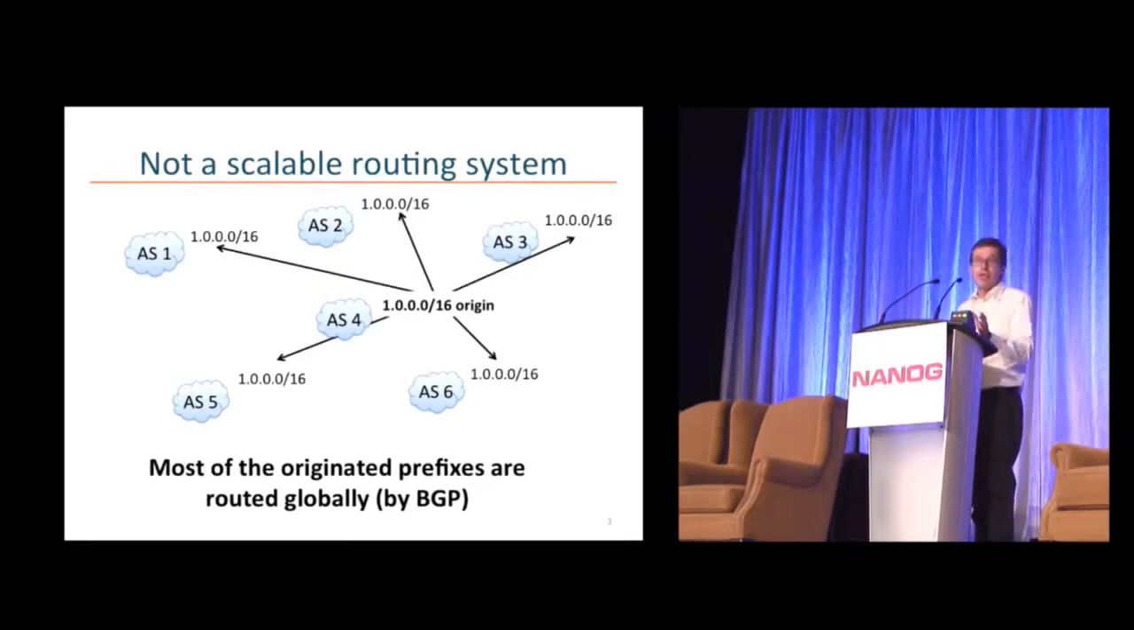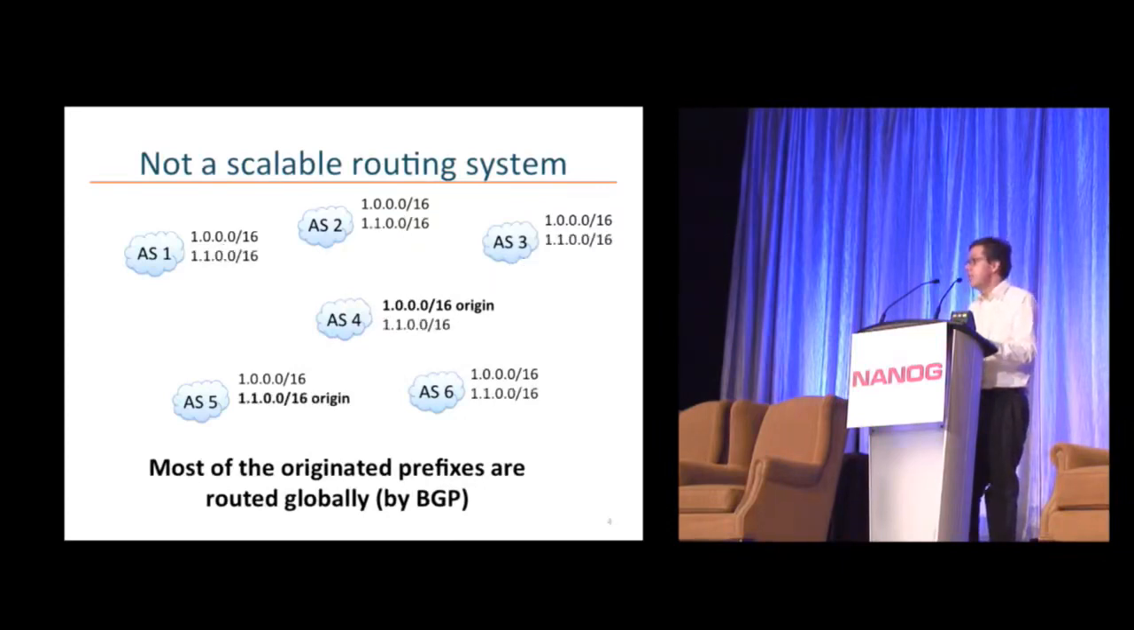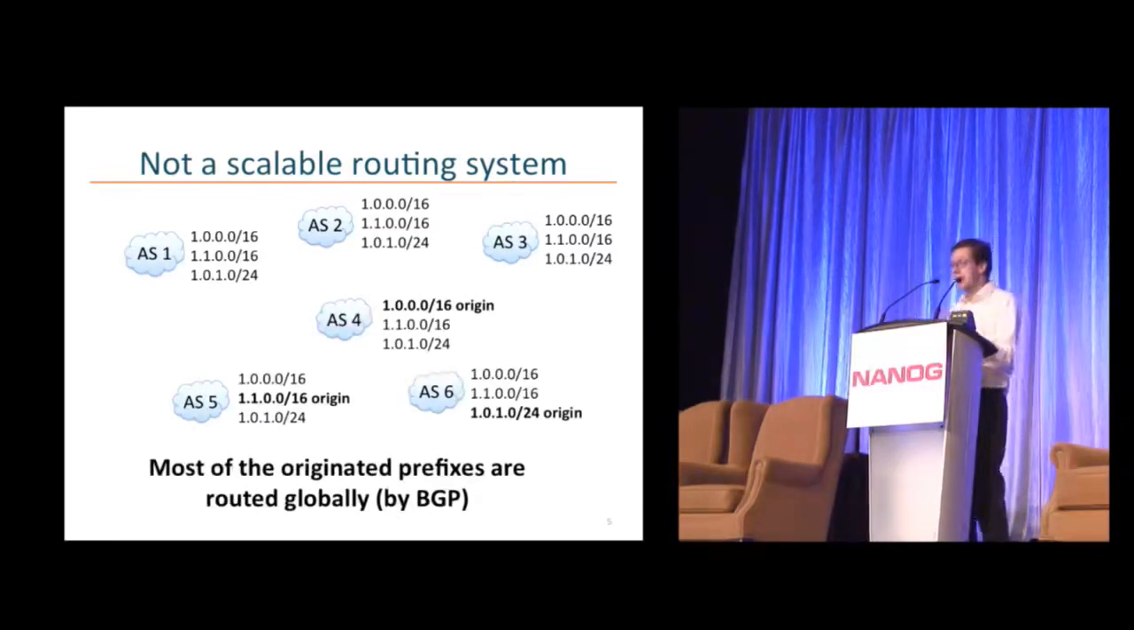Most of the prefixes originated at the various ASs are propagated by the Border Gateway Protocol to all other ASs. So in this example, prefix 1000/16 originated at AS4 is propagated to all other ASs. The same is true of prefix 1100/16. It's propagated to all other ASs. Even prefix 1010/24, whose address space is contained in the address space of 1000/16, is propagated to all ASs.